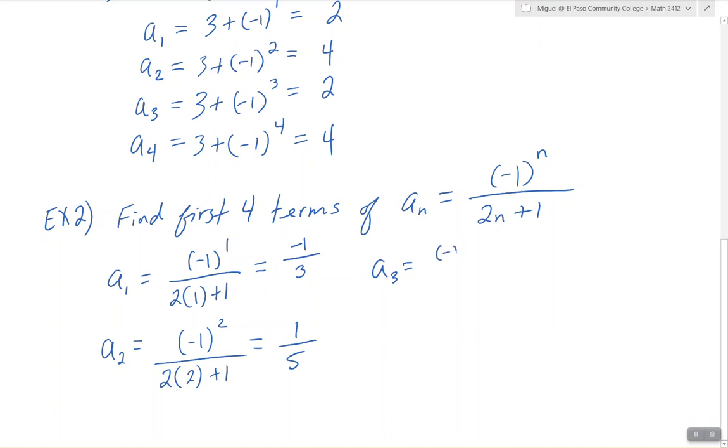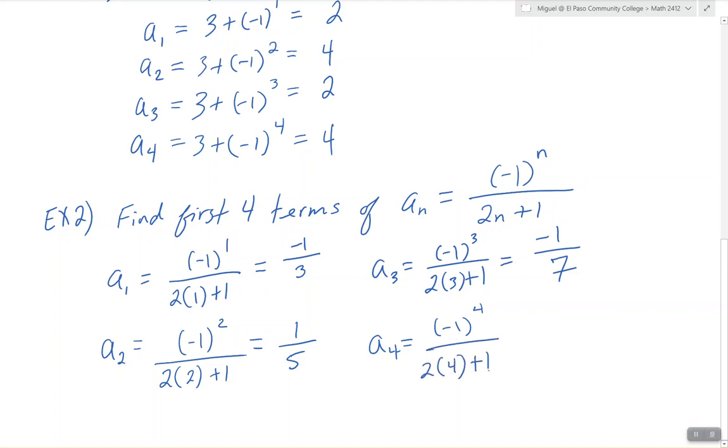A sub 3, -1 to the third power over 2 times 3 plus 1. This will be -1 over 6 plus 1. And then the fourth term will give us a +1 on top and a 2 times 4 plus 1 on the bottom. So we got +1 over 9. And you can see how this sequence will have the terms, they'll keep alternating in sign, right? We have a negative term to start, then the positive term, then the negative term, then the positive term, and so on.